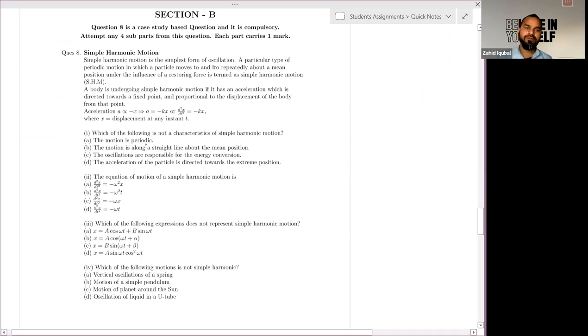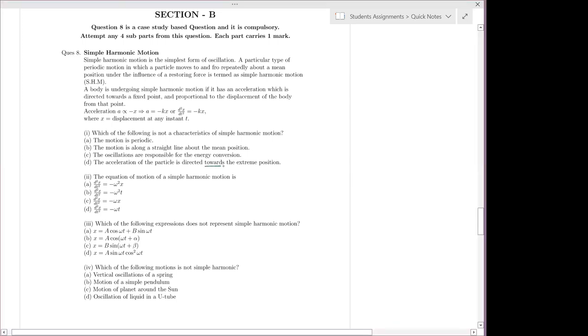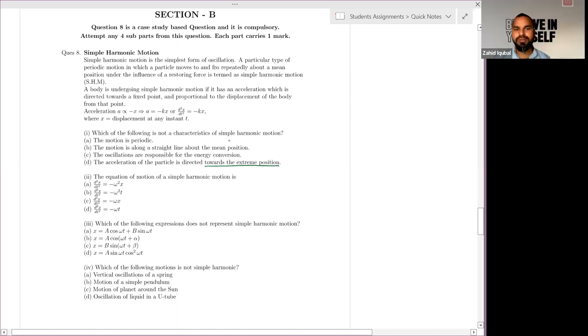So the first question is, which of the following is not characteristic of simple harmonic motion? It is periodic motion, yes. Simple harmonic motion is a special type of periodic motion in which the body is always attracted or accelerated towards its mean position. So just see option D. The acceleration of the particle is directed towards the extreme position. So it is an incorrect statement related to SHM. So option D will be incorrect.